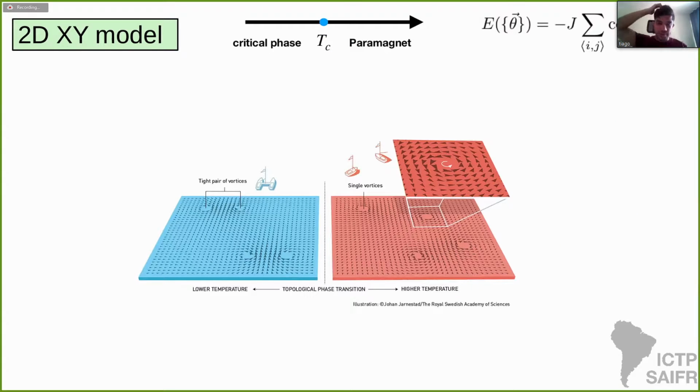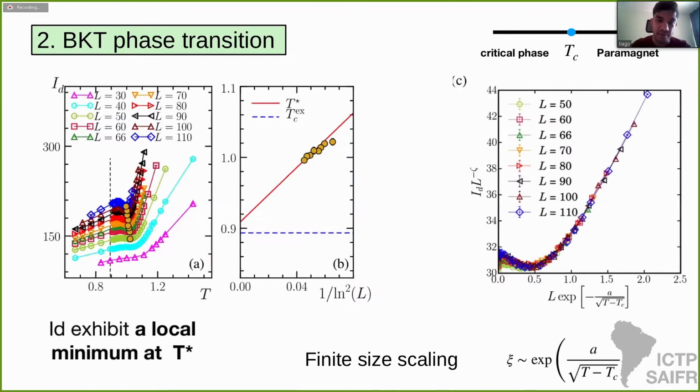But let me show another example. This is the 2D XY model. So here is an example of, let's say, a BKT phase transition, a topological phase transition. And again, what we observe is similar results to before. We have this kind of minimum that becomes more pronounced as we increase the system size. And again, here, of course, we know how to characterize the transition.